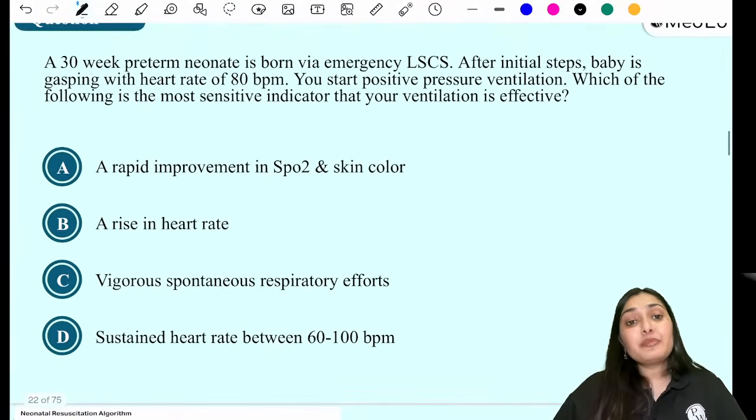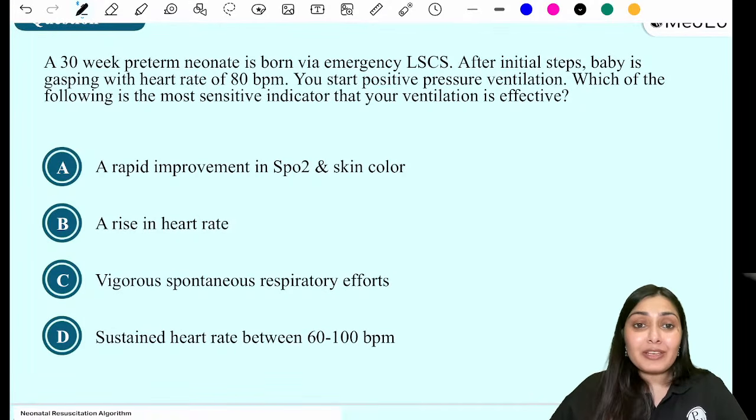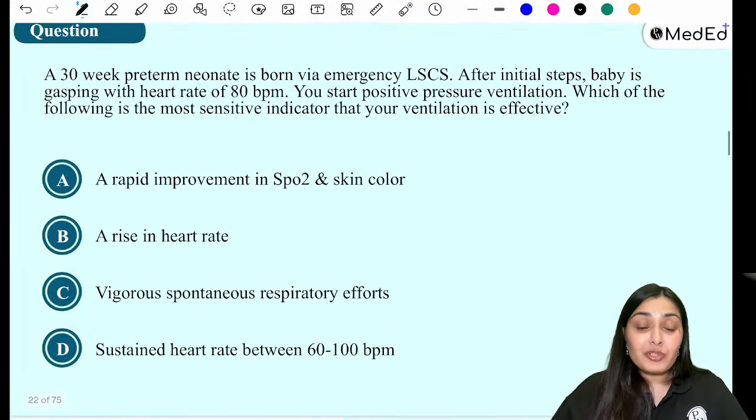A 30-week preterm neonate is born via emergency LSCS. After initial steps, baby is gasping with the heart rate of 80 beats per minute. You start a positive pressure ventilation. Which of the following is the most effective, most sensitive indicator that your ventilation is effective? Option A says a rapid improvement in SpO2, that is saturation and skin color. Option B says a rise in the heart rate. Option C says vigorous spontaneous respiratory efforts. Option D, sustained heart rate between 60 to 100 beats per minute.